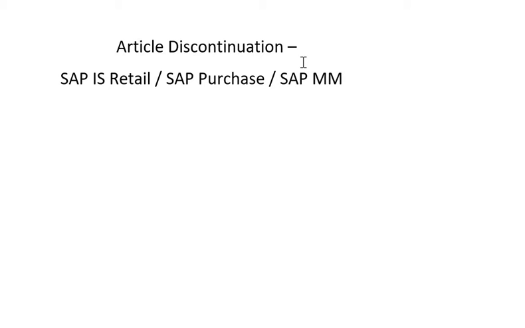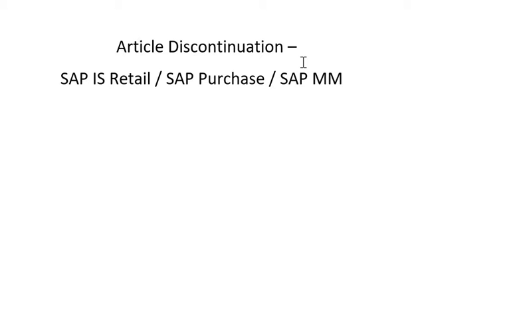In this tutorial, I will be telling you about article discontinuation in SAP. What do we mean by article discontinuation in SAP, and what are the different types of discontinuation available in SAP? This term can be part of SAP IS Retail, or it can be part of SAP Purchase, or you can also put it in SAP Material Management MM. This term is so important that it is also relevant for any SAP consultant.